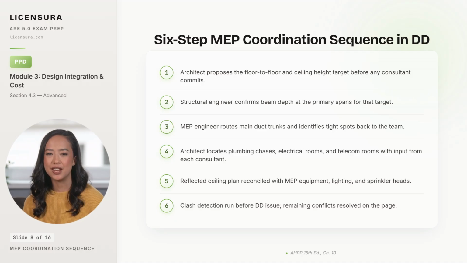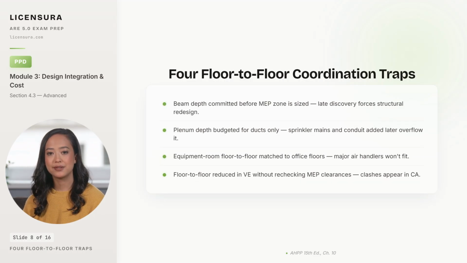Sixth, run clash detection before issuing DD and resolve every remaining conflict on the page. Never carry an unresolved clash into CD. 4 floor-to-floor traps wait for architects who skip that sequence. Each one is expensive. 4 traps that catch architects who skipped the coordination sequence.